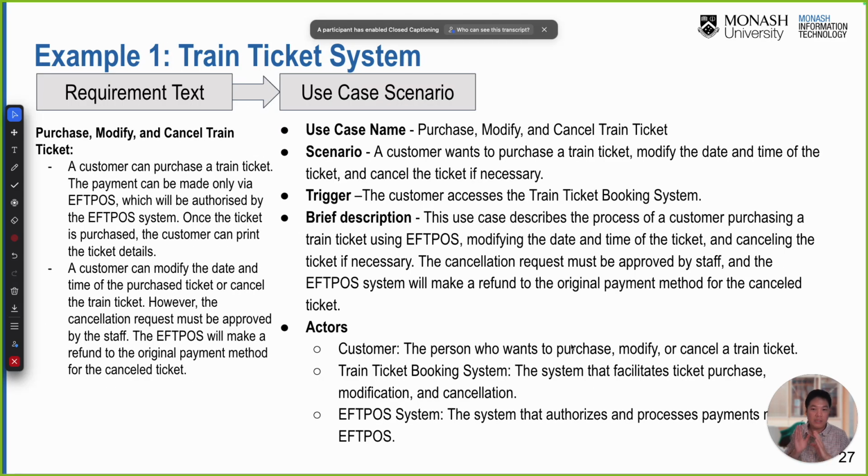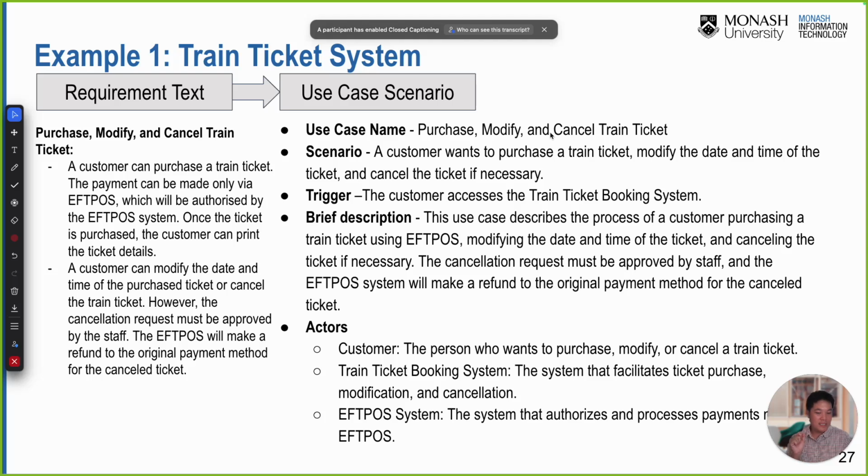Okay, let's try to analyze this one. Let's try to write the use case scenario together. This is the same requirement text here. A customer can purchase a train ticket whatsoever. Then for this use case, we're going to call it purchase, modify, cancel train ticket. That's the name of the use case.